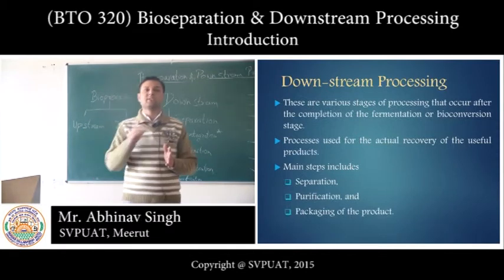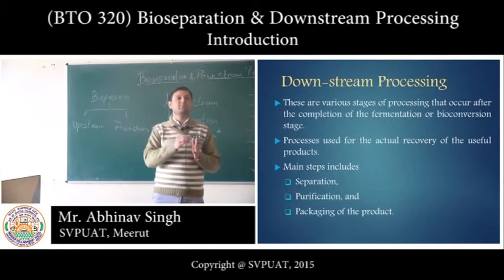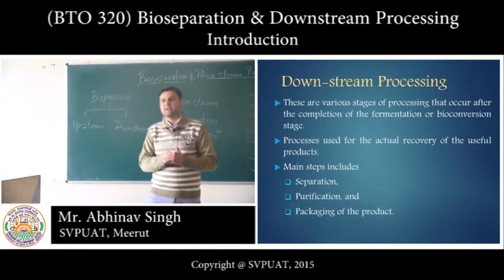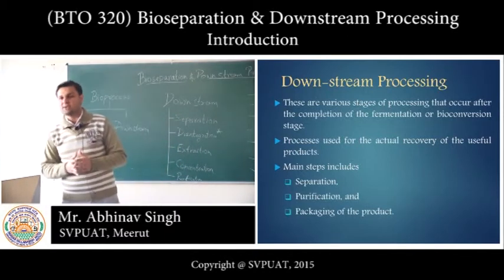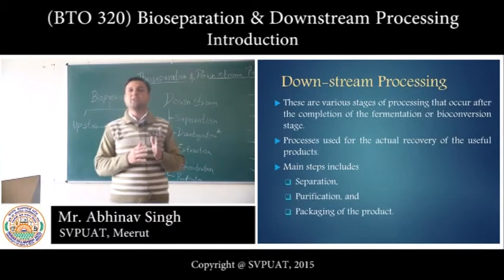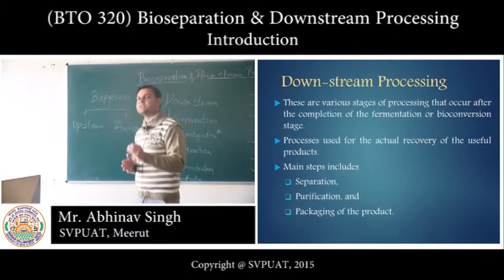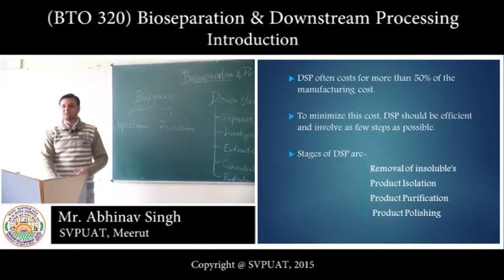But if I am using that same product for therapeutic purposes, for medicinal purposes, then the purity level has to be very much higher. Along with it, we also need to get the product into a different kind of state. So purification and packaging means in which particular state we need to gather the product, in which particular state the product is required. So let's discuss the various stages of downstream processing.